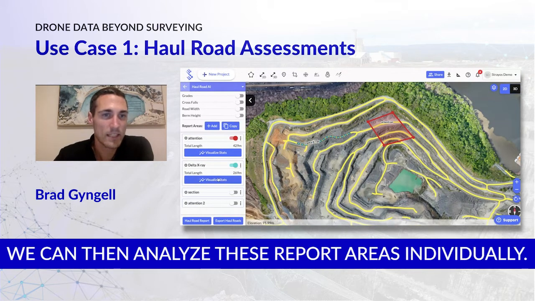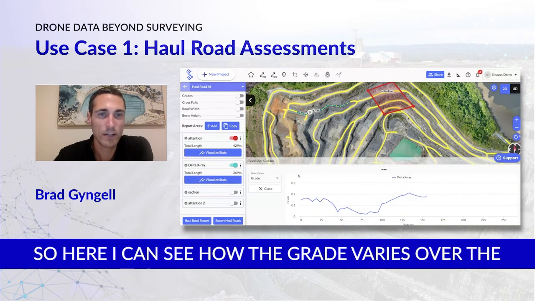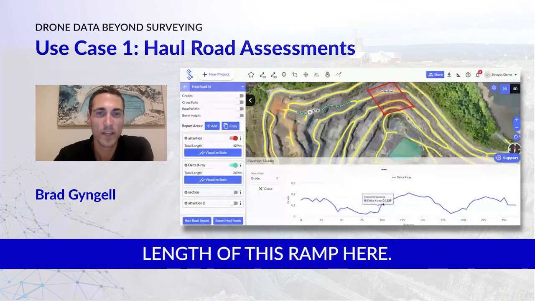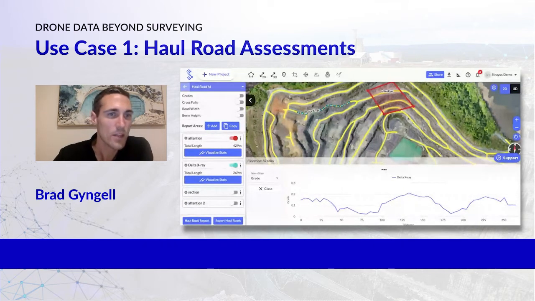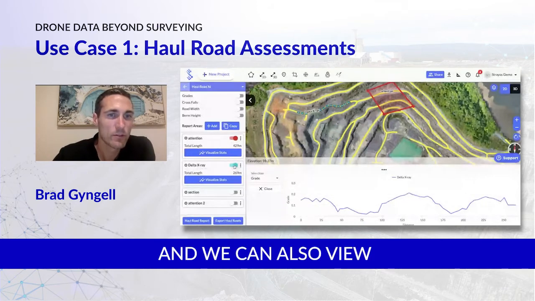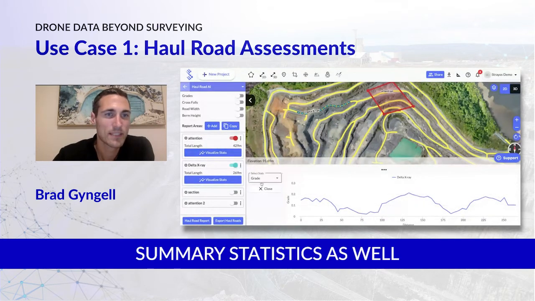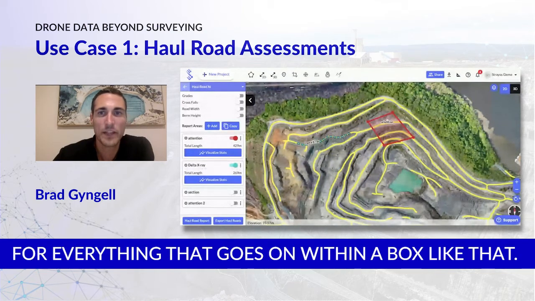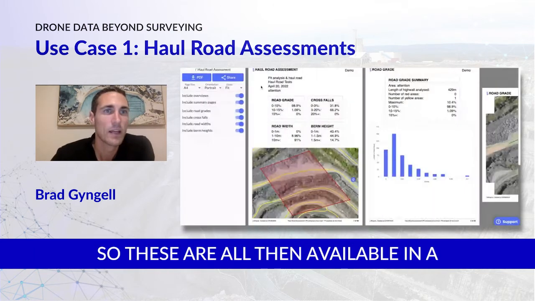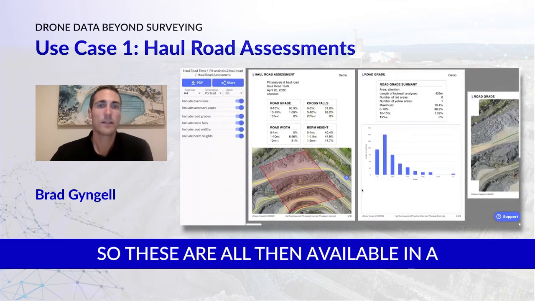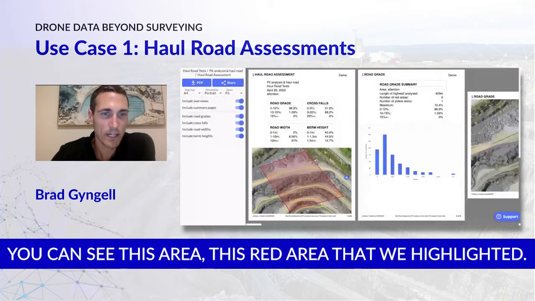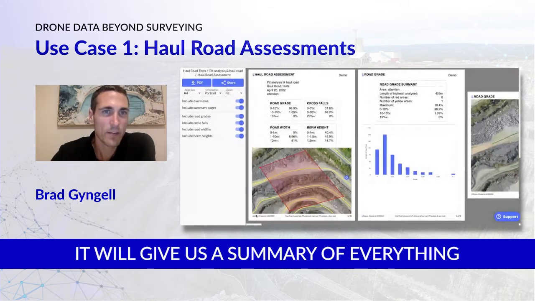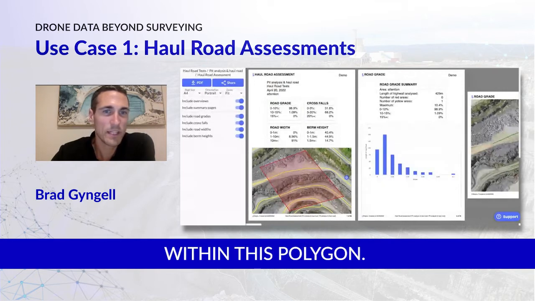We can then analyze these report areas individually. So here I can see how the grade varies over the length of this ramp here. So this was the ramp that we saw before that had those areas where the grade was too high. And we can also view summary statistics as well for everything that goes on within a box like that. So these are all then available in a pre-formatted report. So you can see this red area that we highlighted. It will give us a summary of everything within this polygon.